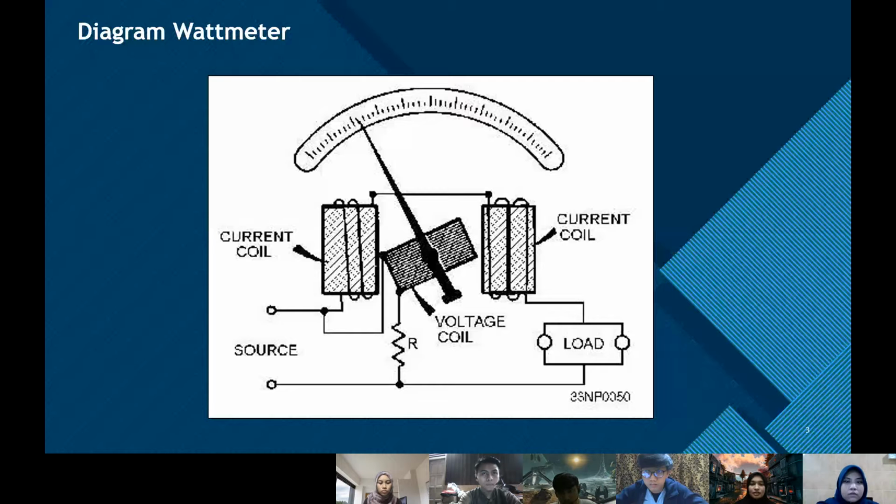Diagram of wattmeter: current coil, voltage coil, source, load.